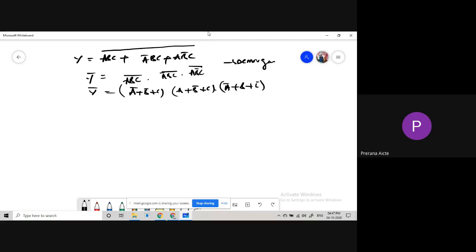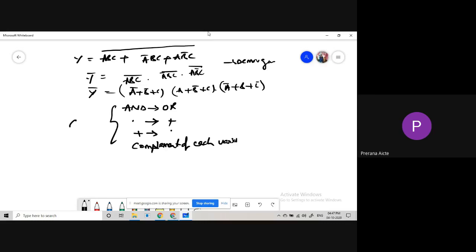So simply y bar. Okay? Yes, sir. For the complement, and is replaced with or, dot is replaced with plus, plus is replaced with dot, and the complement of each variable is taken.